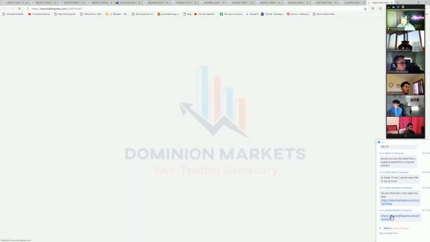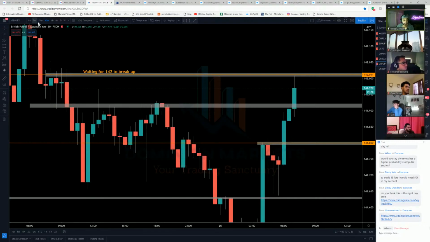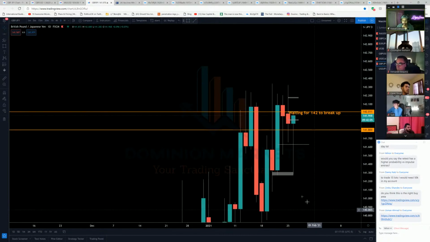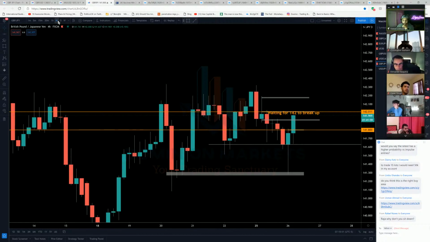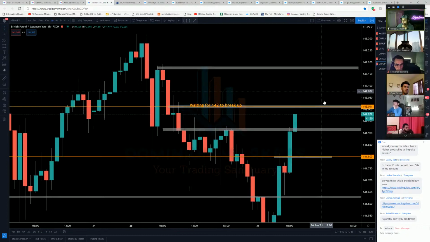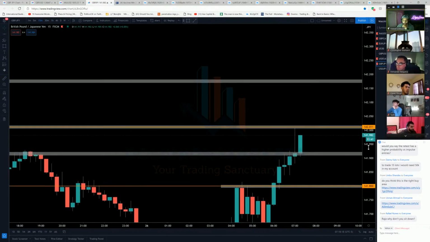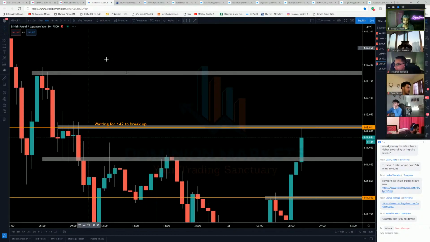Let's see here. Buys about 142.200. Daily will be breaking its own high and will possibly go up for a wick fill for the previous daily candle. Let's entertain that idea. The previous daily candle is a big rejection coming back in the range. On the 4 hour, it is also coming back up. Looking at the 1 hour, I think buys above 142 are much better than 142.200, because above 142.200 you don't have enough range. It's like a 9-10 pip range. So I think it's going to be better above 142, even on the 30-minute time frame.